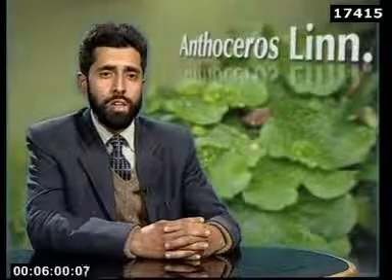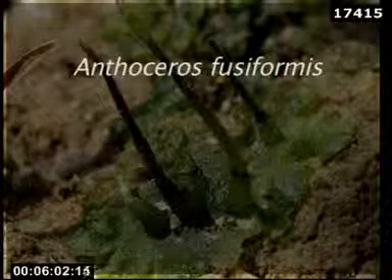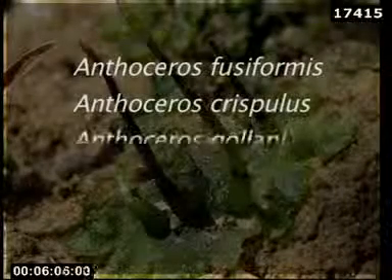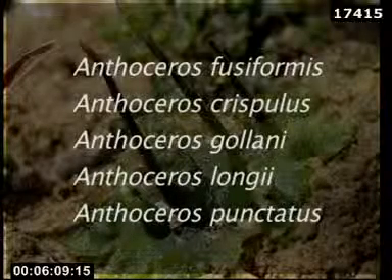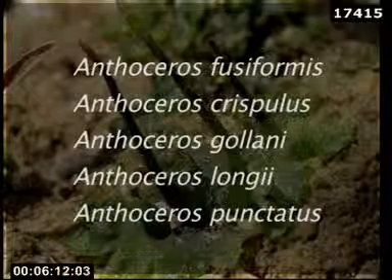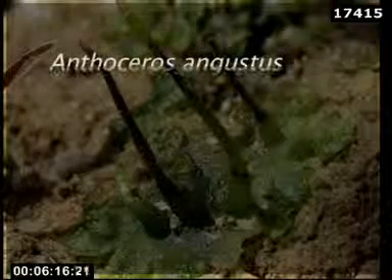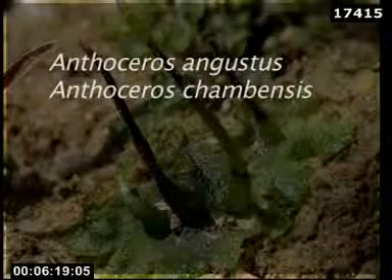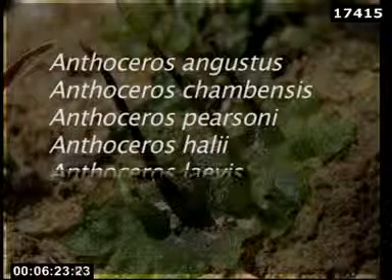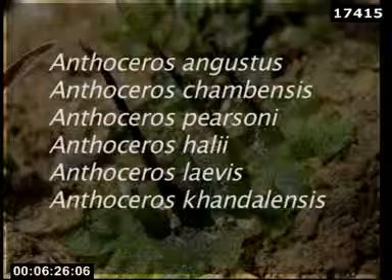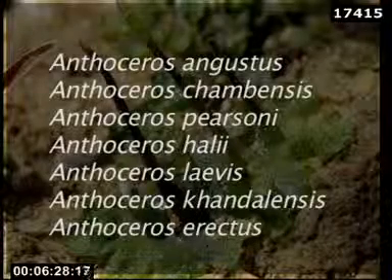As far as sexual reproduction is concerned, most of the species of Anthoceros are monoecious, which include Anthoceros fusiformis, Anthoceros crispulus, Anthoceros golani, Anthoceros longii, and Anthoceros punctatus, while some species are dioecious. For example, Anthoceros angustus, Anthoceros chambensis, Anthoceros pearsonii, Anthoceros hallii, Anthoceros laevis, Anthoceros khandaliensis, and Anthoceros erectus.